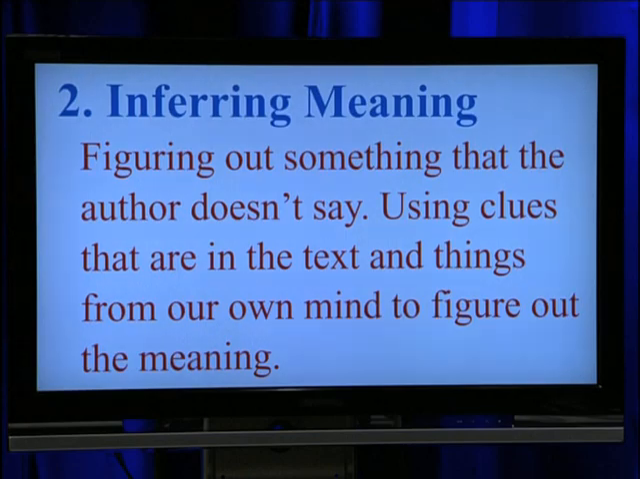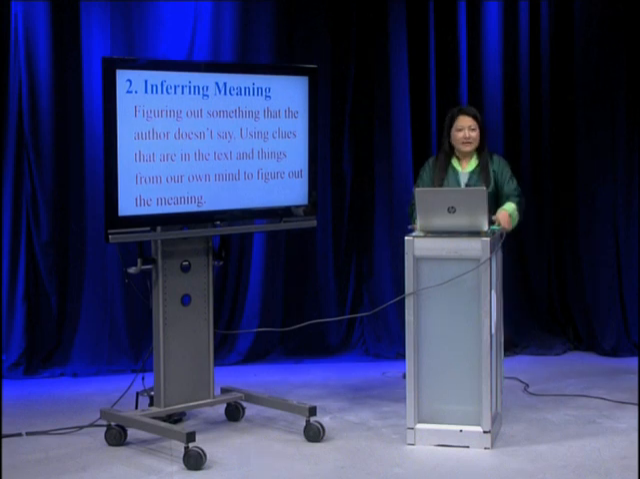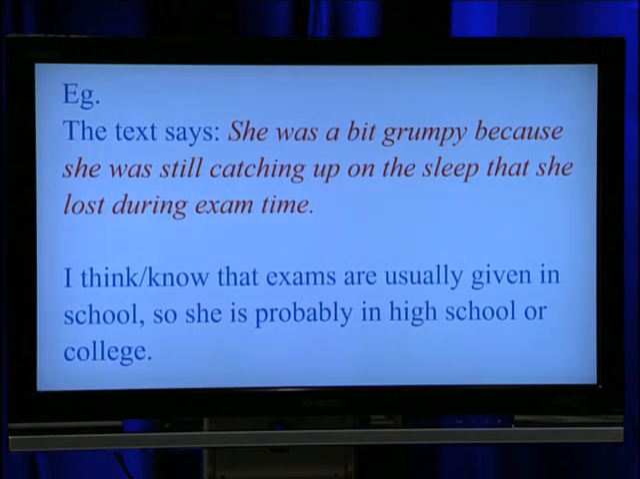And let us take another example. You see someone slamming the door, bang. What do you infer from there? We can make out that that person is upset with someone or something, without him telling you that he is upset. Let us look at this example. The text says, she was a bit grumpy because she was still catching up on the sleep that she lost during exam time. I know that exams are usually given in school, so she is probably in high school or college. It's not mentioned in the text that she is a student, but somehow you figure out that she is a student from words like exam.